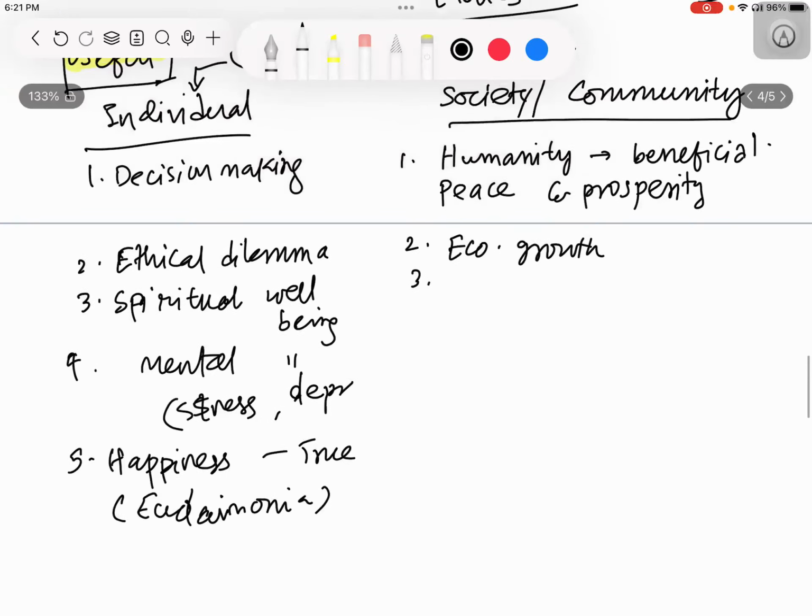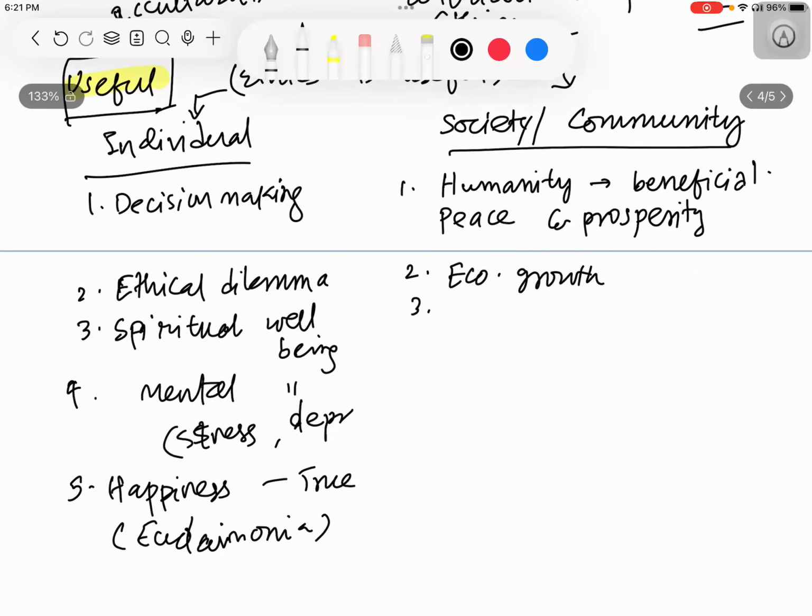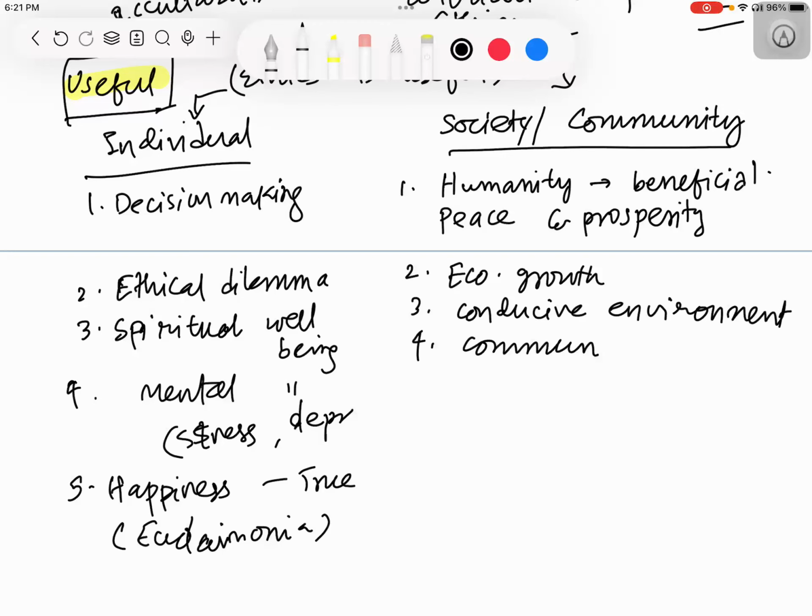At the community level, why is it useful, can you tell me? Conducive environment for growth, harmony, very good. Communal harmony, right? Sustainable development, okay. Gender justice, very good. Gender justice.